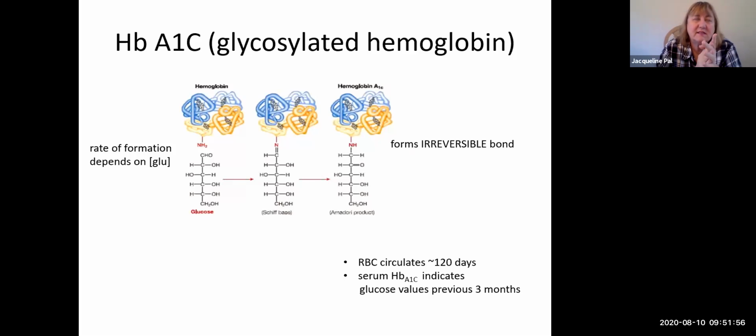I want to discuss something called hemoglobin A1C, or glycosylated hemoglobin. And this is now how we monitor people's blood sugar levels, especially with diabetes. It used to be that people would check their finger sticks for their blood sugar levels and write down how much insulin they need to take. And then they take all their blood sugar levels and go to the doctor and show it to the doctor.